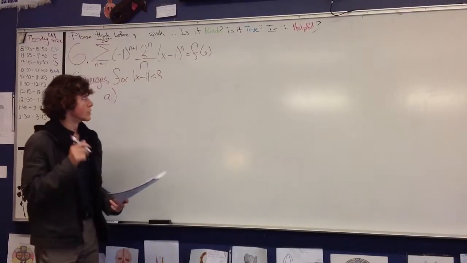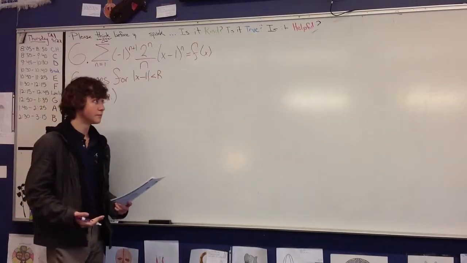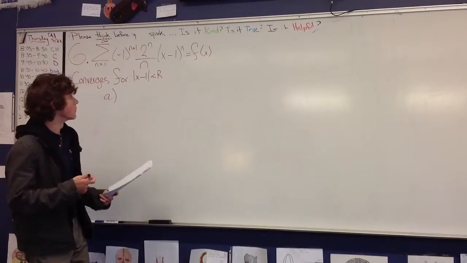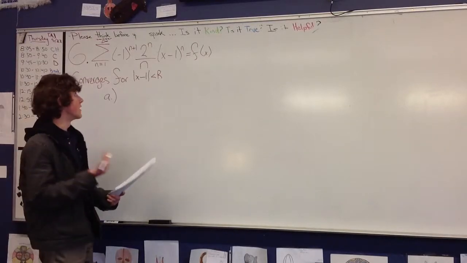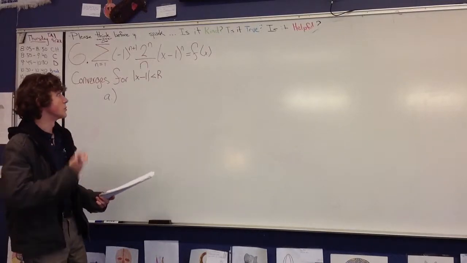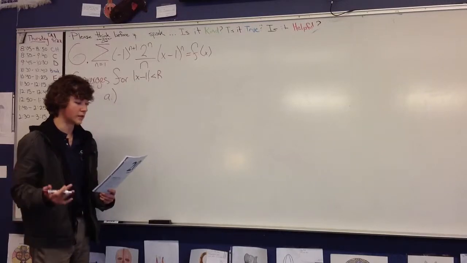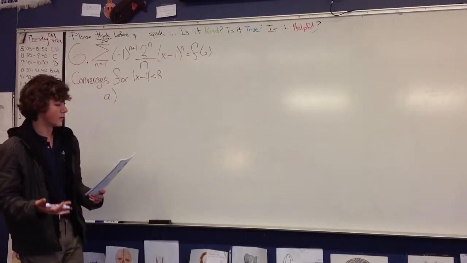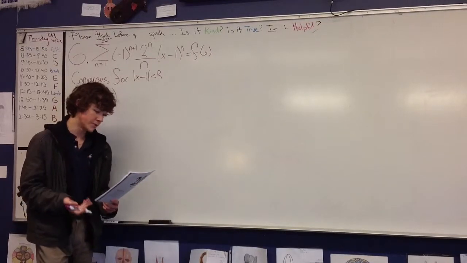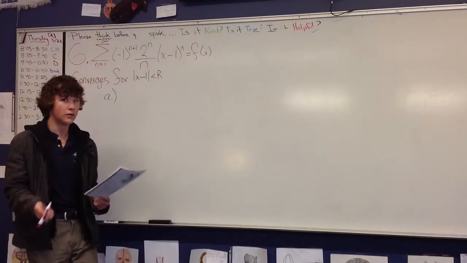So this is question 6 from the AP Calculus BC FRQ response from 2014. It starts by giving you the Taylor series for a function f of x equals the sum from n equals 1 to infinity of negative 1 to the n plus 1, etc. And it converges to f of x for the absolute value of x minus 1 is less than r, where r is the radius of convergence. And so part A is the first question and asks you to find r.